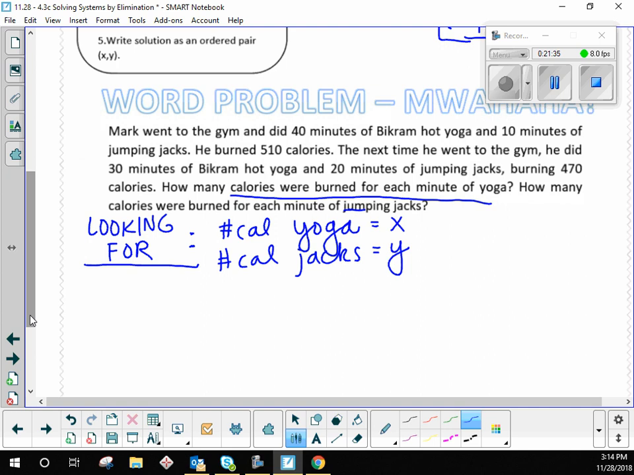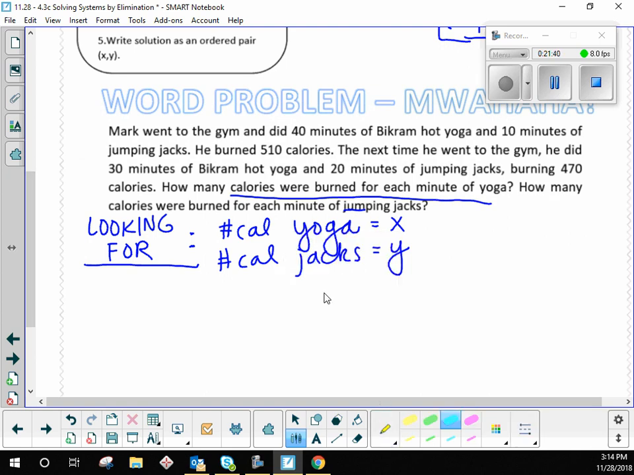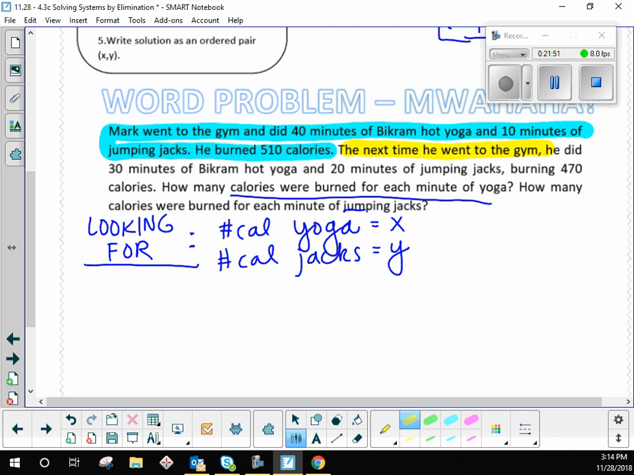So then we need to put all the information into equation form. So here's what we got. Here's our first bit of information. Okay, 40 minutes of yoga and 10 minutes of jumping jacks means 510 calories. Here's our second bit of information that we're going to use for the second equation. So with the teal colored highlighted stuff, 40 minutes of hot yoga, the number of calories burned per minute is X.